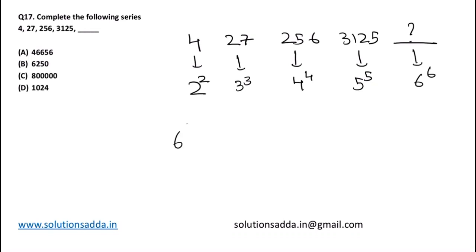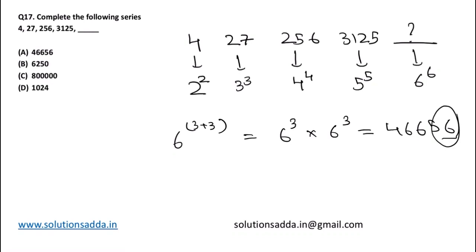That is 6 to the power 3 plus 3, or 6 to the power 3 into 6 to the power 3, that will come 4, 6, 6, 5, 6. Anyhow, 6 into 6 is 36 and the last digit will be 6 anyhow. Therefore, from the given option, option A fits it, and hence option A is the correct answer.